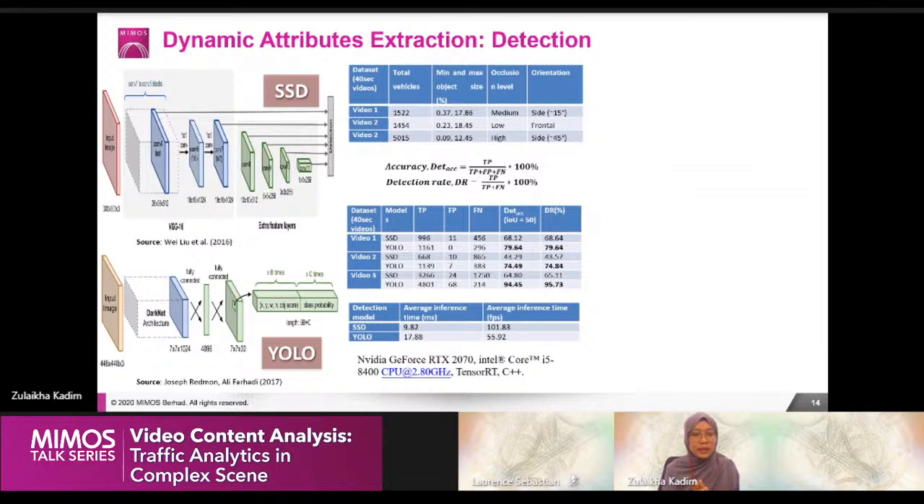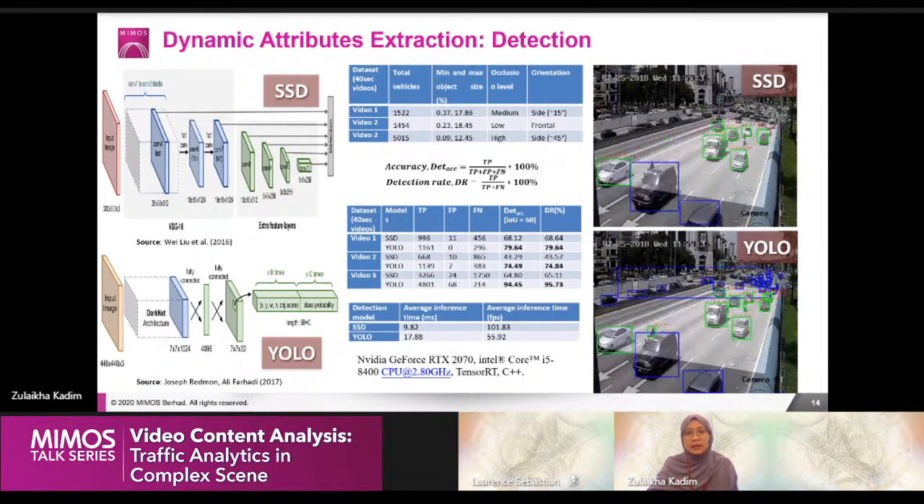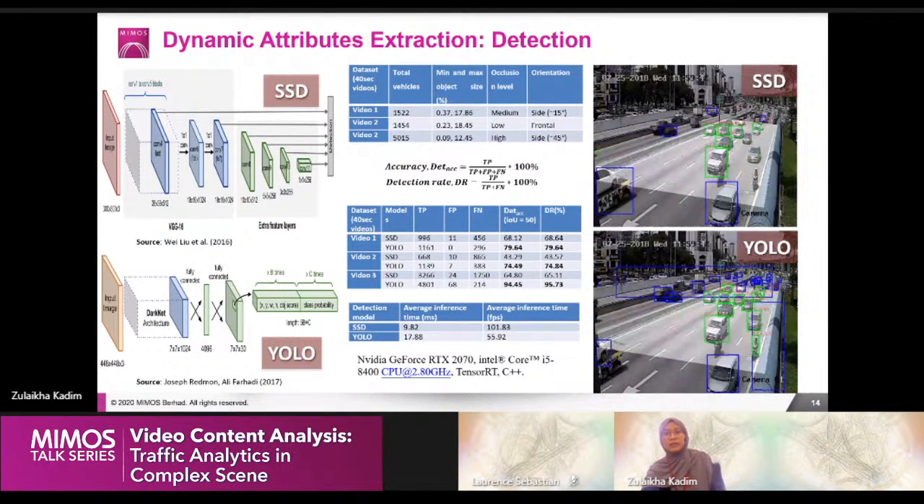So we can see that we can achieve real-time processing for both detectors. And YOLO actually exhibits more processing time as compared to SSD. As I said before, YOLO has a larger network as compared to SSD. Okay, this is some of the samples collected from detections.